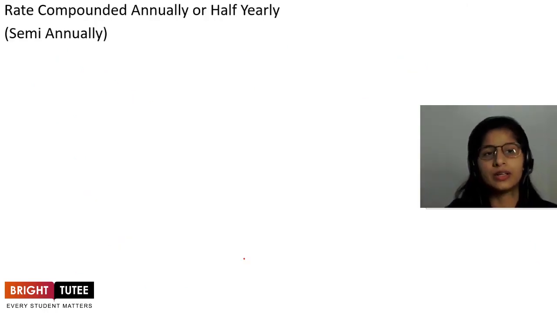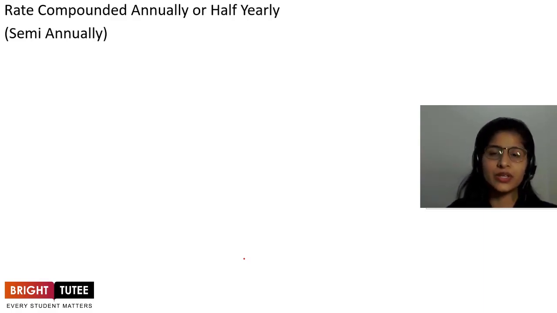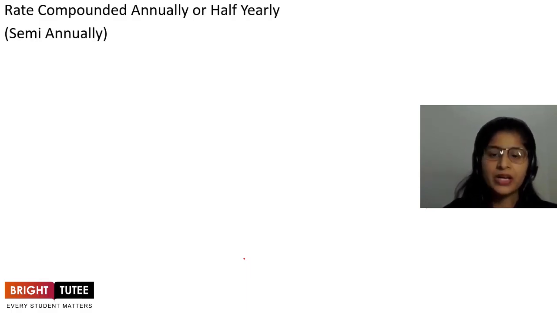So we are going to learn rate compounded annually or half yearly, or we say semi-annually. It can also be quarterly. Right. So what do we mean when it is written in the question that it is compounded quarterly? It is compounded after every 3 months, because we know 4 groups of 3 months each can be made, and we complete 1 year. So there are 4 quarters of 3 months each.